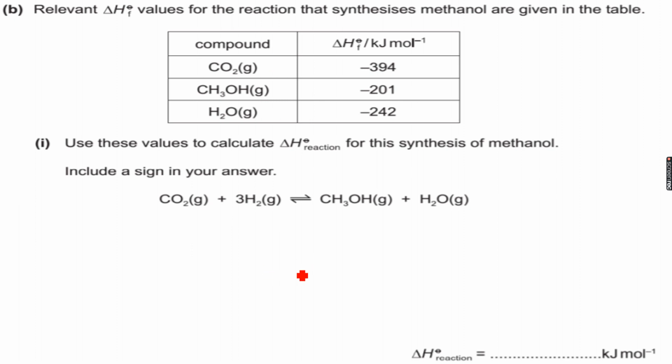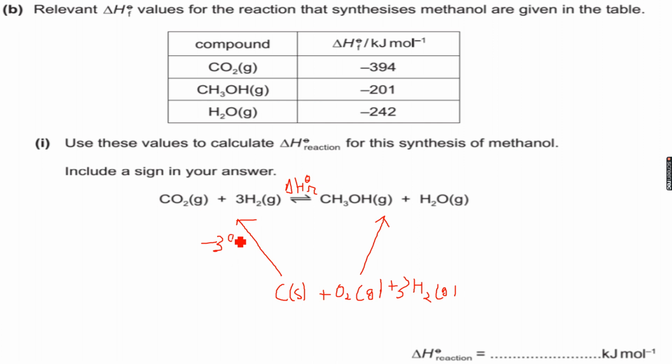So we are given the enthalpies of formation of all these. So this is very simple. We'll make the elements like this. Now we have made the elements. So this is delta H naught reaction, delta H naught R. And if you see this, this is basically the enthalpy change of formation of CO2, which is minus 394 kilojoule per mole.